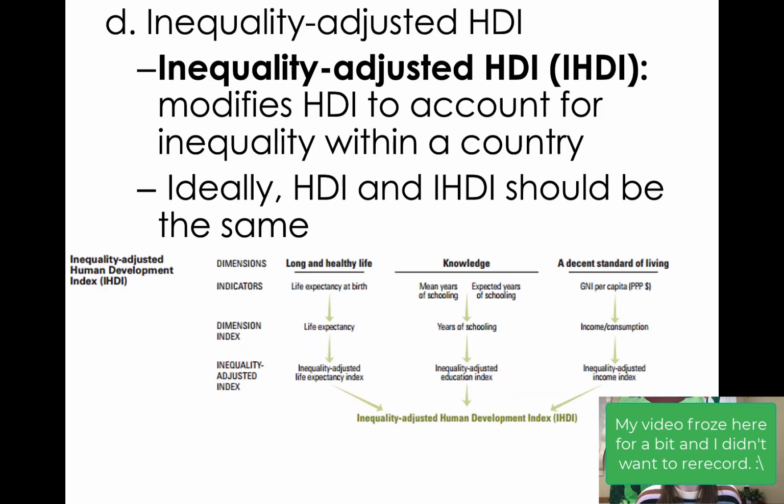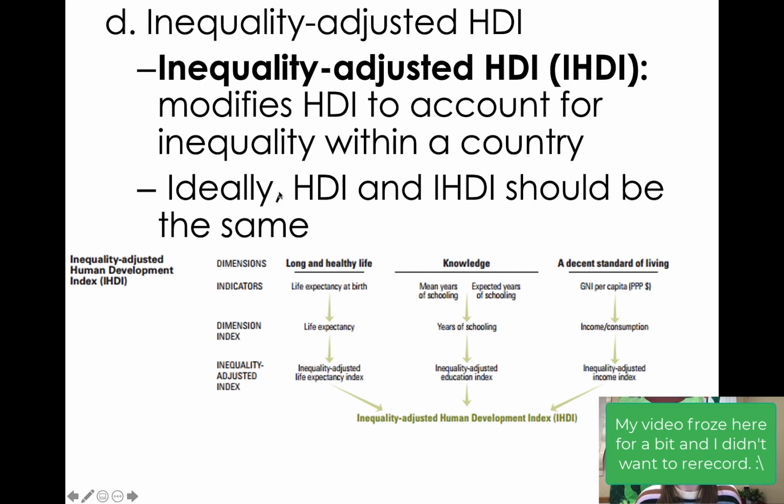We have something along the HDI called the inequality adjusted HDI, or the IHDI. This essentially modifies the HDI to account for inequality within a country. It says that it's a little bit hard to measure every country against itself, so let's modify it a little bit. Let's make it a little bit more balanced, that we're more measuring against that country itself rather than putting Tanzania against the United Kingdom. Okay? So ideally, the HDI and the IHDI should be the same. Realistically, that doesn't happen. Okay.